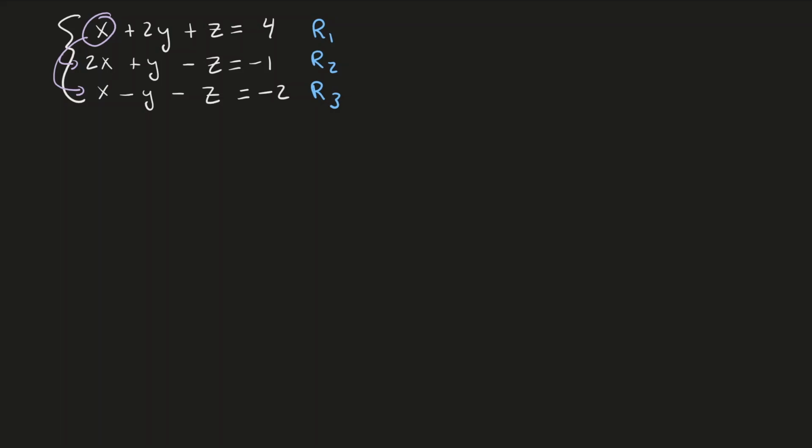So the first operation I'm going to do is I'm going to use the first row to eliminate the 2 and the 1 in terms of the x's in the other 2. So the first operation I'm going to do is R2 minus twice row 1. And so what I'm saying here is I'm going to take the second row, which is 2x plus y minus z is equal to -1, and then multiply the first row here by a -2, so I get minus 2x minus 4y minus 2z is equal to -8.